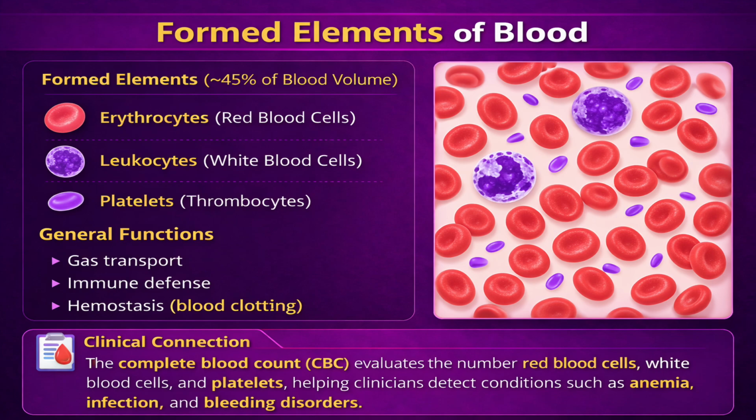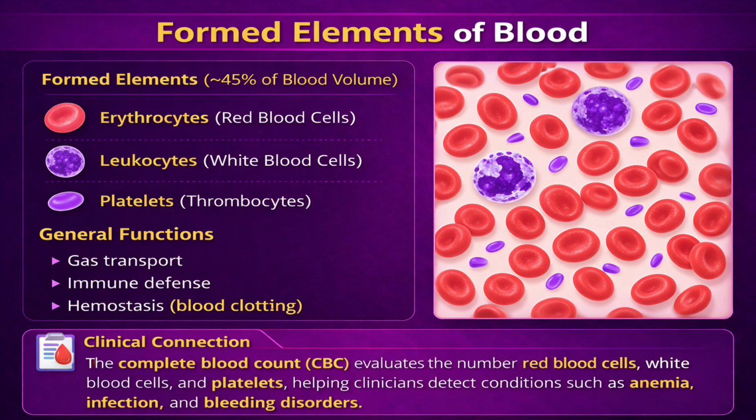In addition to plasma, the second major component of blood consists of formed elements, which represent the cellular portion of blood. These components make up approximately 45% of total blood volume and are responsible for many of the critical physiologic functions of the circulatory system. There are three major types of formed elements. The first and most abundant are erythrocytes, also known as red blood cells.